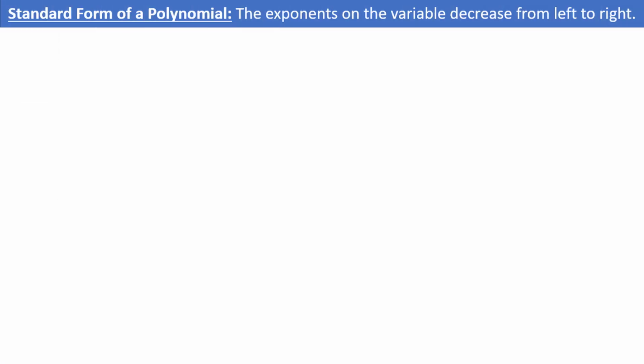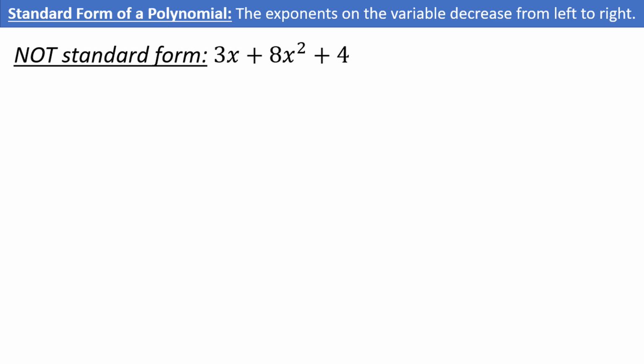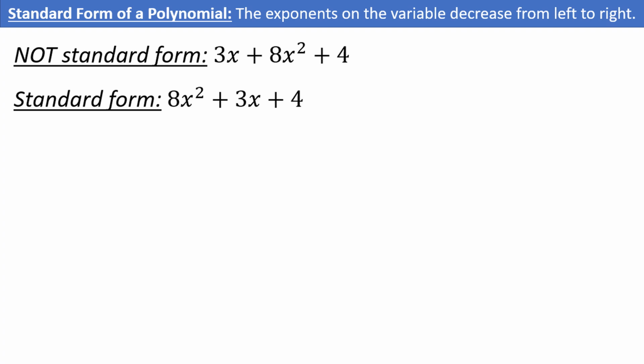Polynomials are typically written in what is called standard form, which means the exponents on the variable decrease from left to right. For example, 3x plus 8x squared plus 4 is not written in standard form. The exponent on 3x is 1, the exponent on 8x squared is 2, and the exponent on 4 is 0. The expression can be reordered as 8x squared plus 3x plus 4, so that it is in standard form.